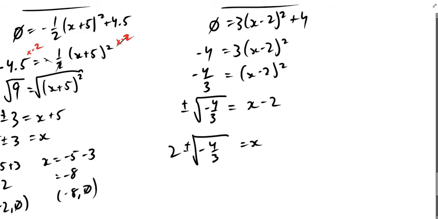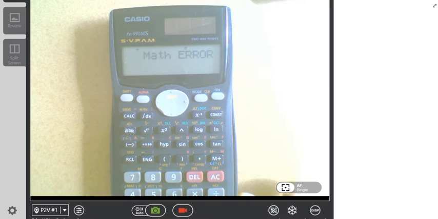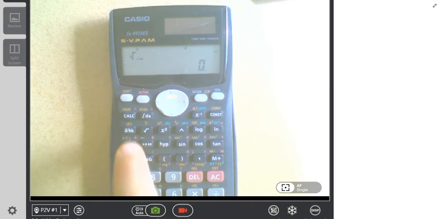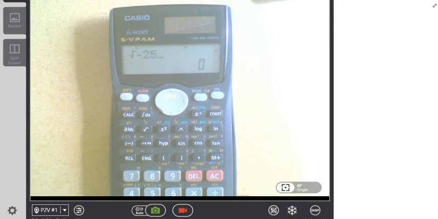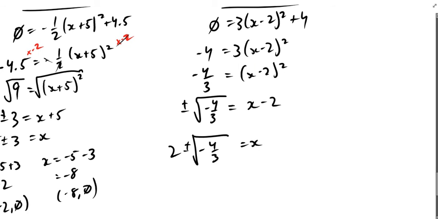Jaden, what do you think? Can't take the square root of a negative number. No number times itself will give you a negative. Like 25 has a square root, but the square root of negative 25, no, it doesn't work, because a number times itself can't be a negative. 5 times 5 is positive 25. Negative 5 times negative 5 is positive 25. So we would say, therefore, no x-intercepts.